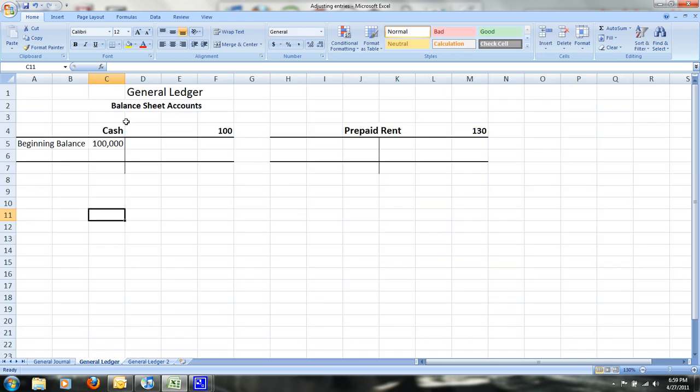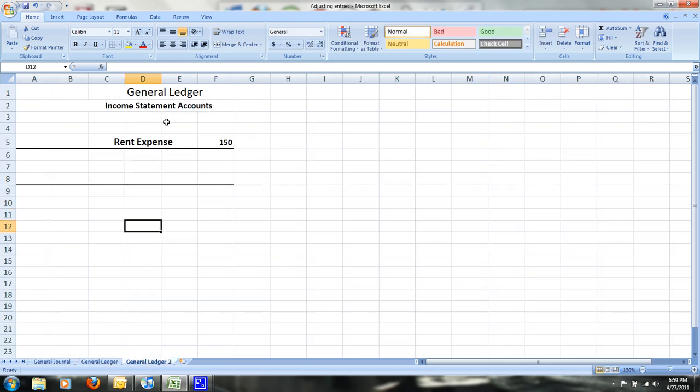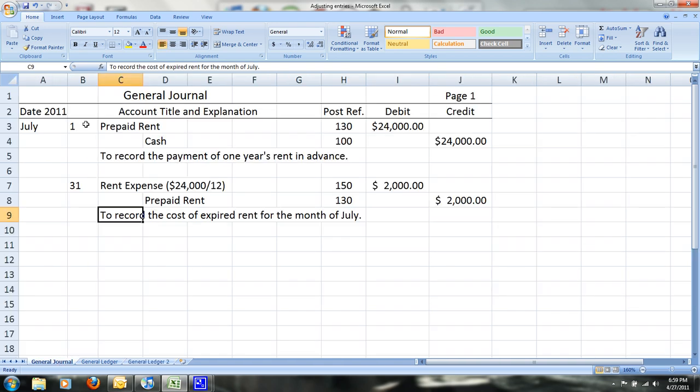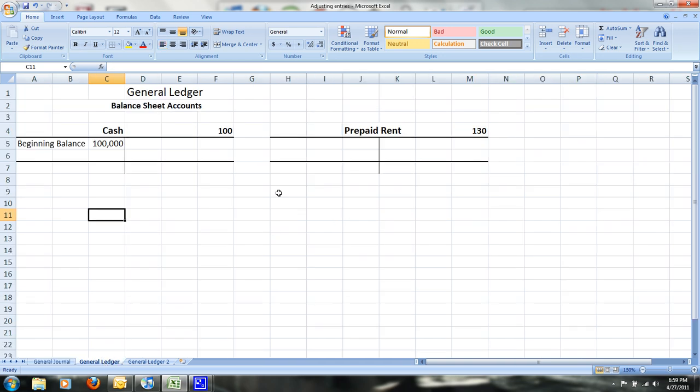We have a general ledger for the balance sheet and for the income statement accounts. So we'll just start at the top with prepaid rent. We're going to go to post reference 130, which is a balance sheet account. And if you remember, on July 1, on general journal page 1, we debited prepaid rent $24,000.